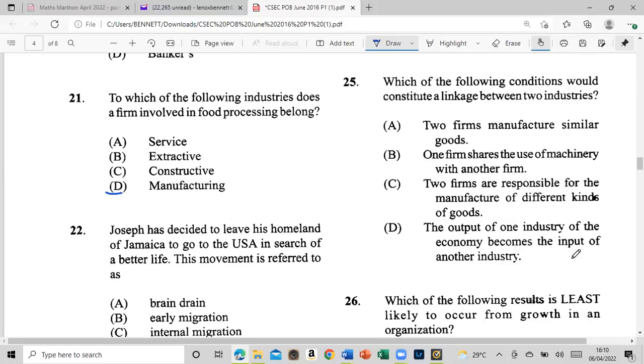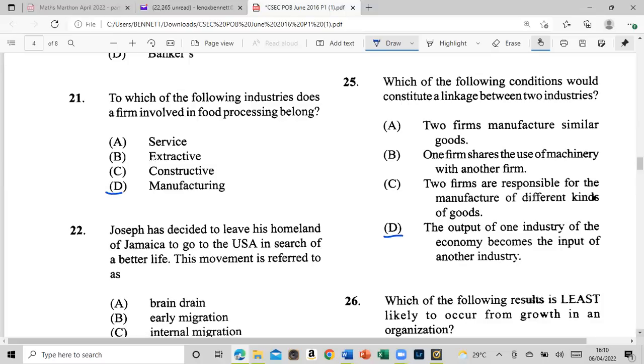25, which of the following conditions would constitute linkage between two industries? A, two firms manufacture similar goods. B, one firm shares the use of machinery with another firm. C, two firms are responsible for the manufacture of different kinds of goods. Or D, the output of one industry of the economy becomes the input of another industry. And 25 would be D.